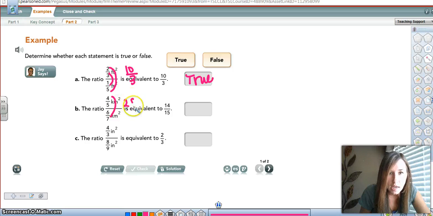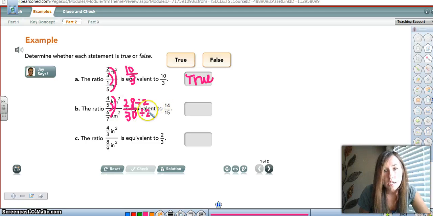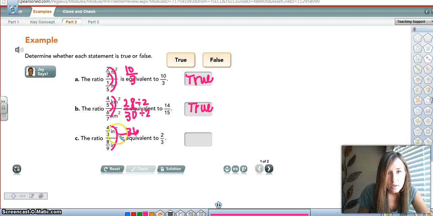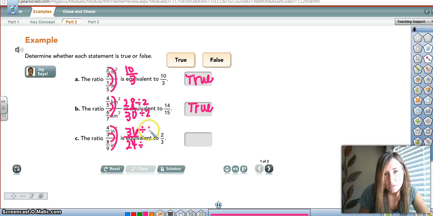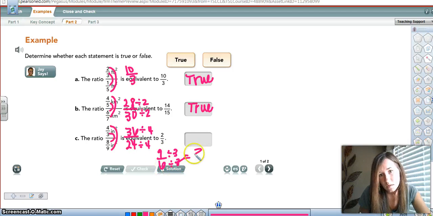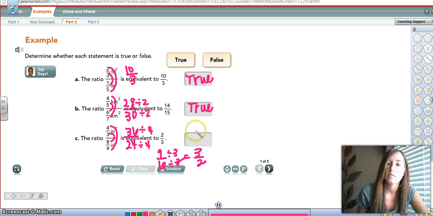4 times 7 is 28, 5 times 6 is 30. Now don't forget to reduce. 28 divided by 2 is 14, and 30 divided by 2 is 15. So again, this is true. 4 times 9, 36. 3 times 8, 24. Reduce. We can reduce by 4. 9/6. We can also reduce by 3. We get 3/2. That is not the same thing as 2/3. So this one will be false.